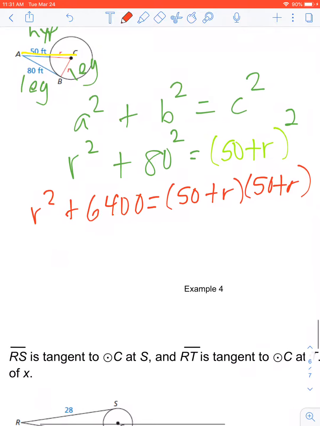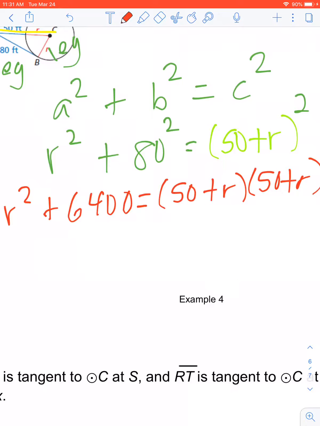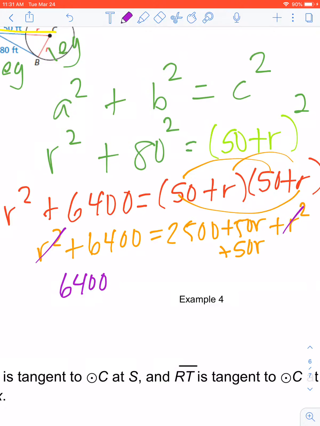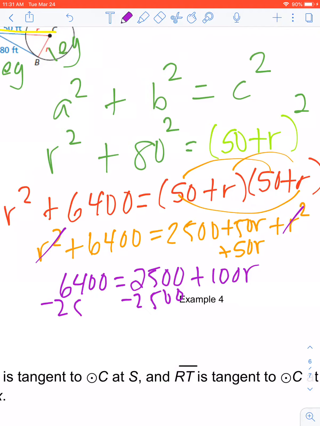I'm going to have to FOIL. Now, this looks like this is going to be awful, but have some faith. Stuff cancels out. It's not so bad. So I have R squared plus 6,400 equals 50 times 50 is 2,500, 50R, another 50R, and then plus R squared. Now this looks like it's going to be awful, but don't we have an R squared on both sides? So those cancel out. I am left with 6,400 equals 2,500 plus 100R. I'm going to subtract 2,500 from both sides.